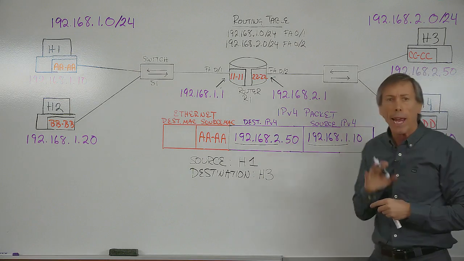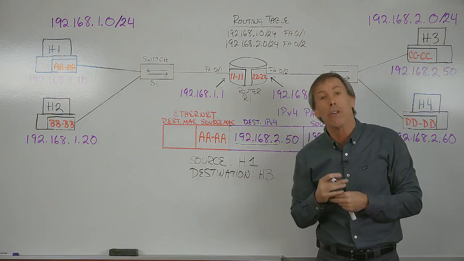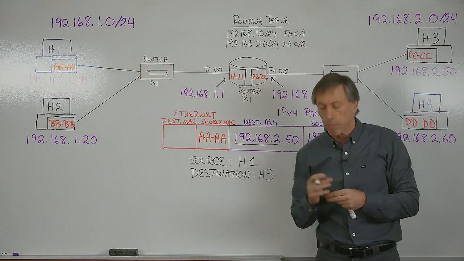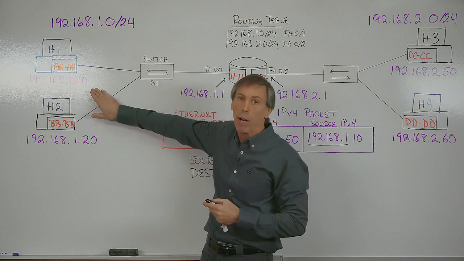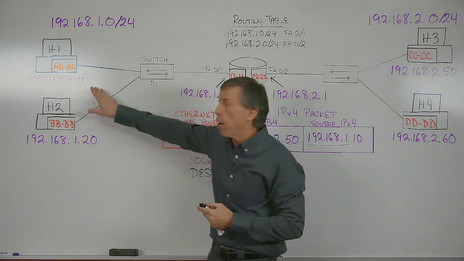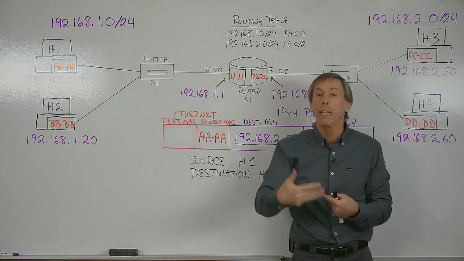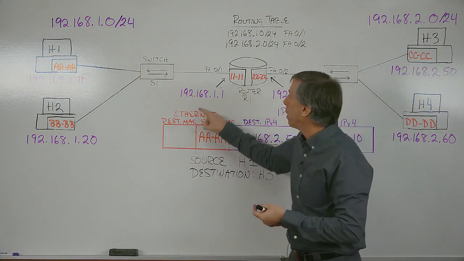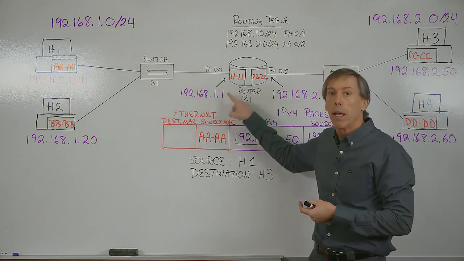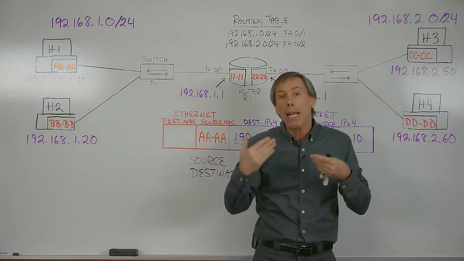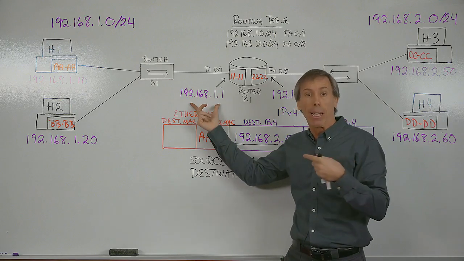So H1 says, okay, I cannot send this packet directly to the device. I need to send it to my default gateway, the router. So H1 knows the IPv4 address of the default gateway of the router. That's part of the configuration information every device must have to reach other networks. So it knows the IPv4 address of the router is 192.168.1.1. What it needs to know is, what is this IPv4 address's MAC address?